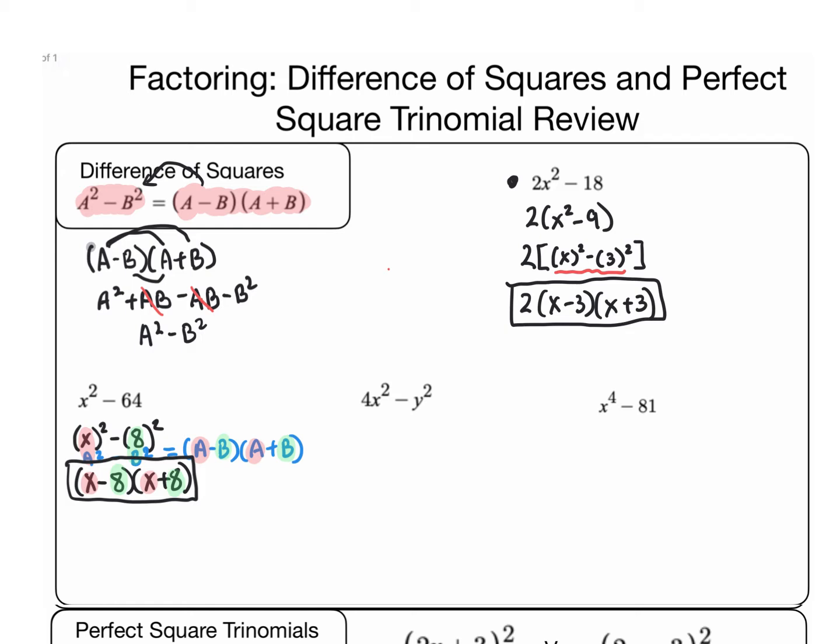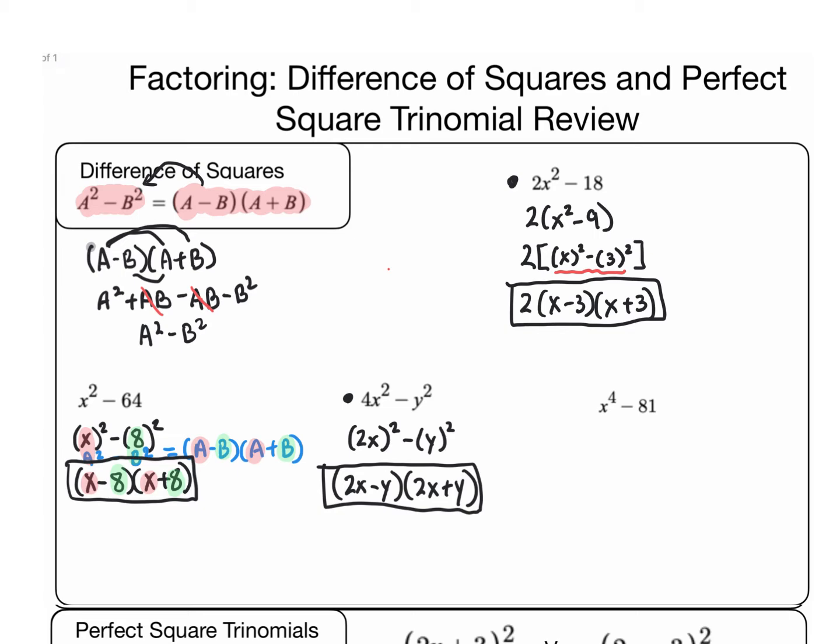Sometimes we're going to have some coefficients, like in this next one, and I ask, how can I rewrite 4x squared as a perfect square? Obviously the y squared is a perfect square, but I can rewrite 4x squared as 2x times 2x, which gives me 4x squared minus y squared. Now I have exactly what I want, okay? Two square things being subtracted. So this gives me 2x minus y and 2x plus y, using that pattern.